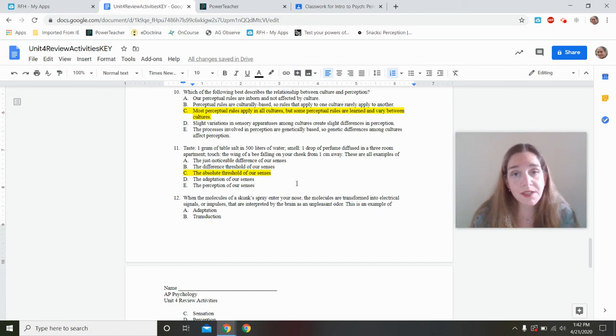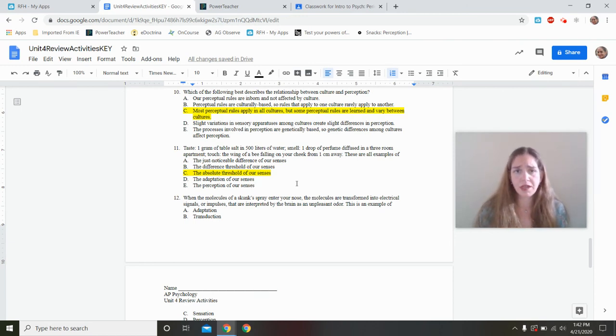Now, just noticeable difference or difference threshold are used interchangeably. They signify whether you notice a change when there's already a stimulus. So instead of noticing that there's light at all, you walk into a room and you say, is it brighter in here than it just was? Or you turn up the volume on the TV and you say, can you turn it down? That's way too high.